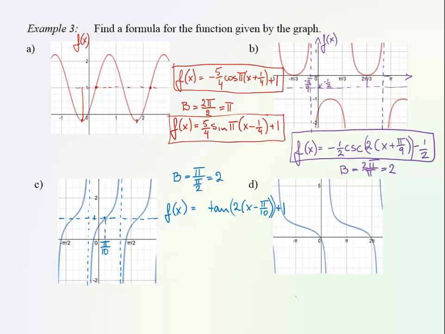And what's our amplitude? If we look at half away, then what is the value? Well, the value looks like it's 1/2. So 1/2 tangent of 2x minus pi tenths plus 1. So that will be our function f of x. And again, try to plug it into the calculator, see if that makes sense.